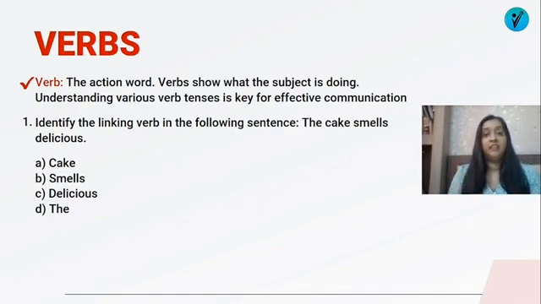But it's a linking verb. It's linking the cake and the adjective, which is delicious. So smells is actually the linking verb over here, and thus you eliminate cake, delicious, and the. The cake over here is the noun, delicious over here is the adjective, and the over here is the article.